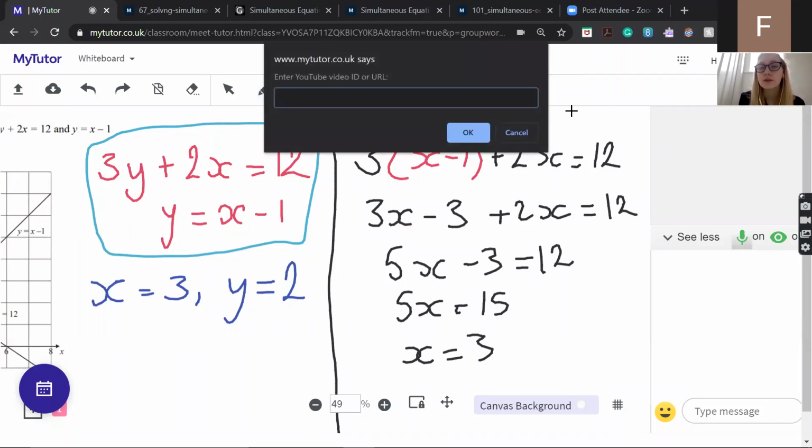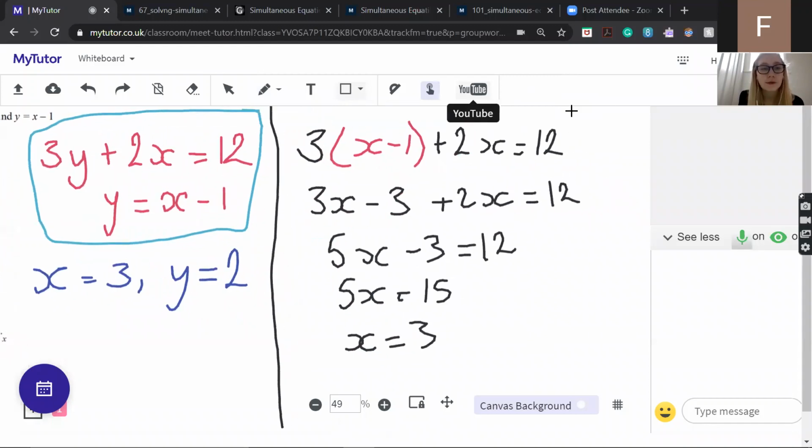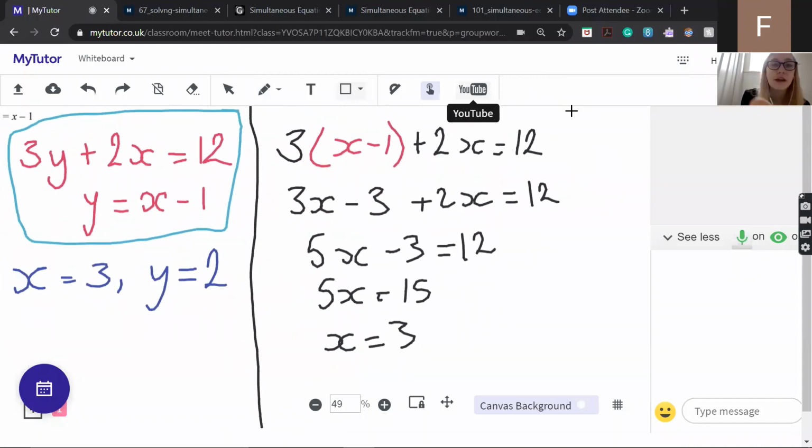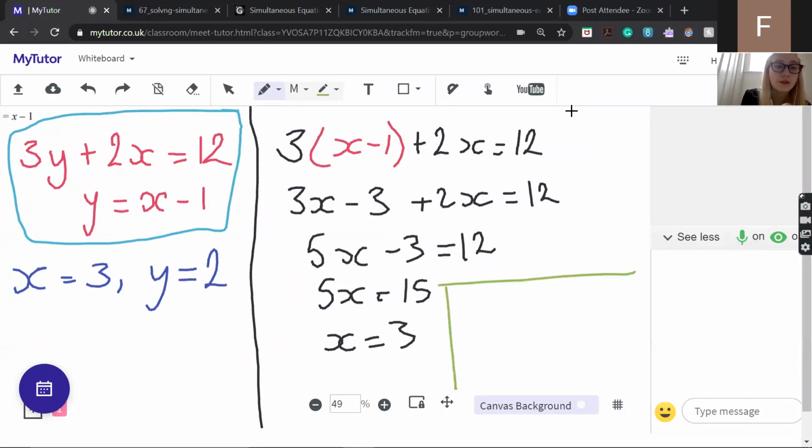Hopefully you followed that algebra there. Let me know if you want me to do the algebra a bit slower. Now we've got x equals 3, we'll plug it into one of our equations. Now I'm going to choose to plug it into our second equation here. I should have labelled these, apologies. I'm going to choose to plug it into equation 2 because that looks a lot nicer.